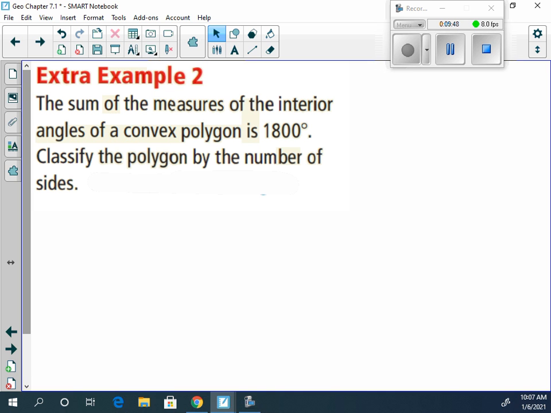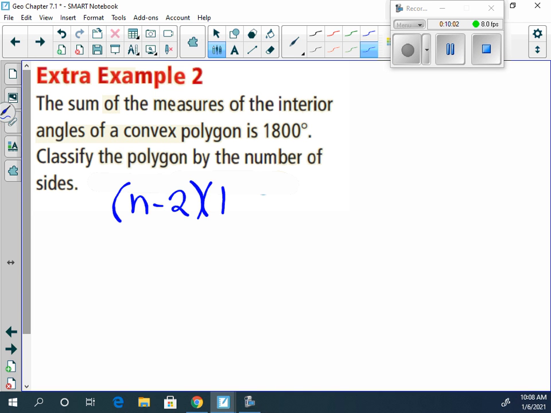The sum of the measures of the interior angles of a convex polygon is 1800. Classify the polygon by the number of sides. So again, we're going to do almost the exact same thing. We'll have n minus 2 times 180, because this here is the equation to find the sum of the interior angles. And for this one here, it's telling us it's what? 1800. So if I want to find the number of sides, I'm going to use this formula again, and I'm going to set it equal to 1800.